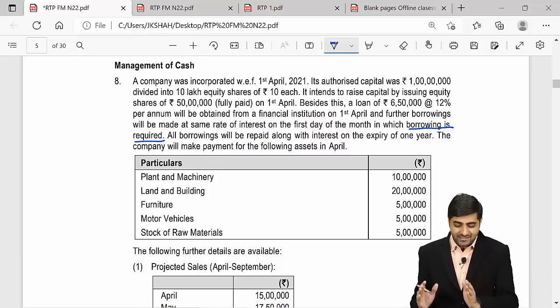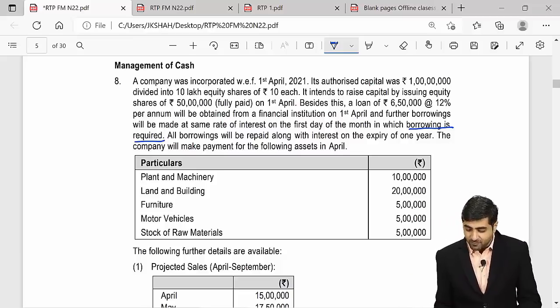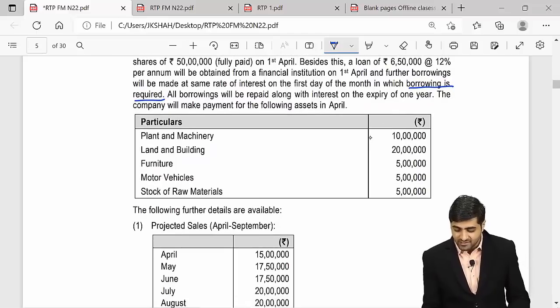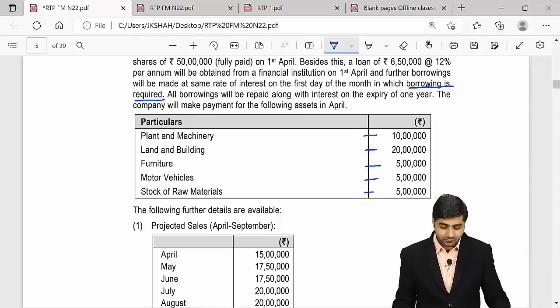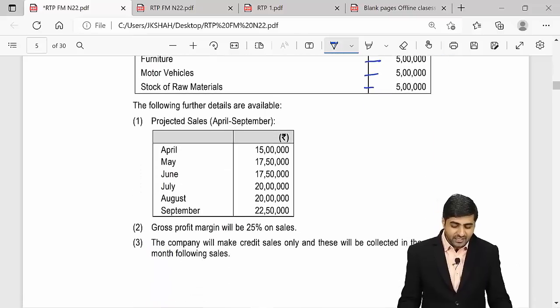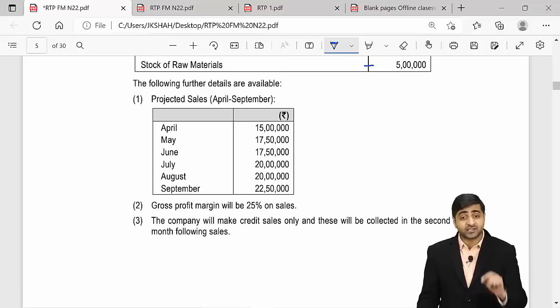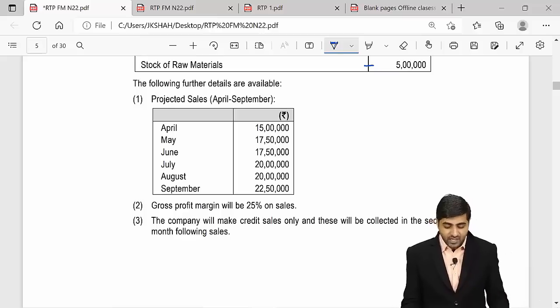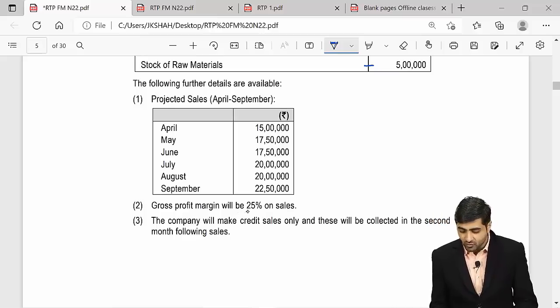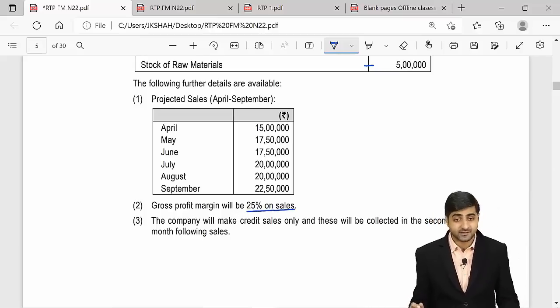and the company will make the payment for the following assets in April. So we have plant and machinery which is available as 10 lakhs, land and building 20 lakhs, furniture is 5 lakhs, motor vehicles that is 5 lakhs, and stock of raw material is given to you as 5 lakhs. The following further details are available, in which we have projected sales available for April, May, June, July, August and September, and they have told you that gross profit margin will be 25% on sales.